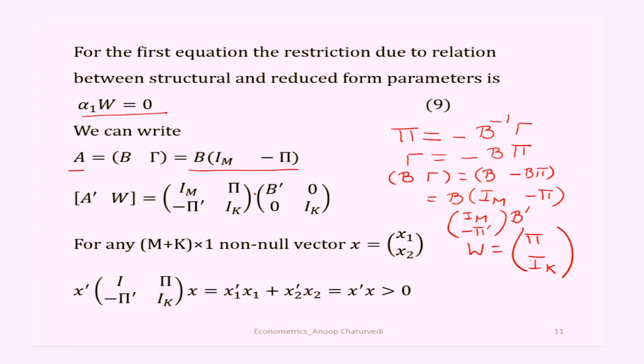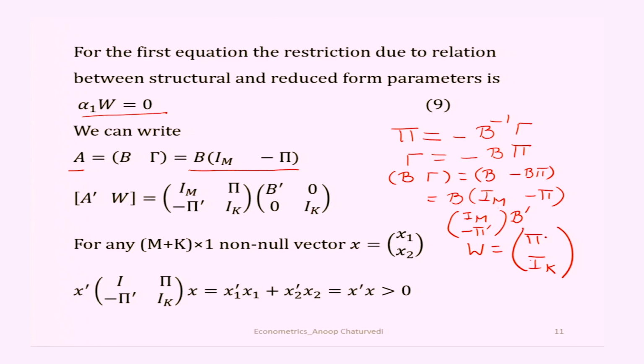To check it, just consider A transpose first. A transpose is equal to I m into B transpose, you get this, plus pi into 0. So, you get this term, and then you have minus pi transpose B transpose plus I k into 0. So, you get this term, and then W is equal to I m into 0 plus pi.